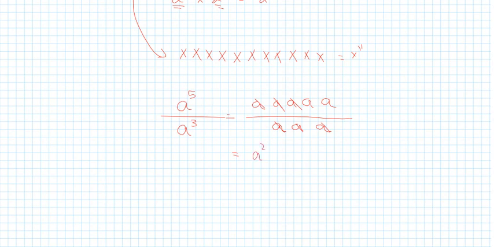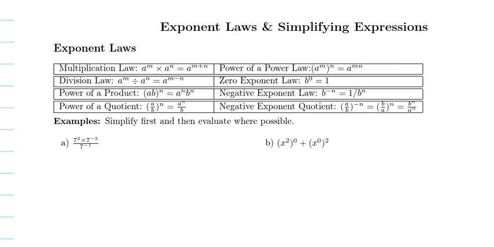So what's happening here with my exponents? Subtract. I keep the base, I subtract the exponent. So whenever I'm dividing, as long as they're the same base, I keep the base and I subtract the exponent. That's what the division law says. Are we okay with that? Okay.